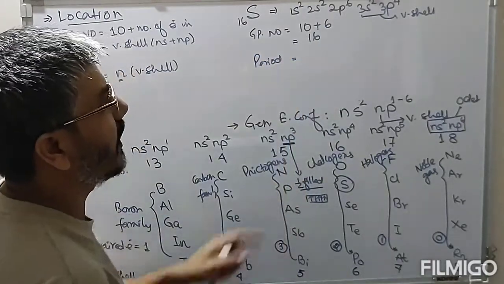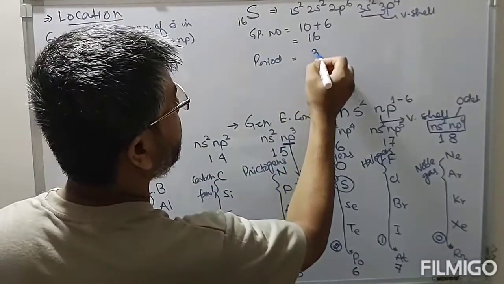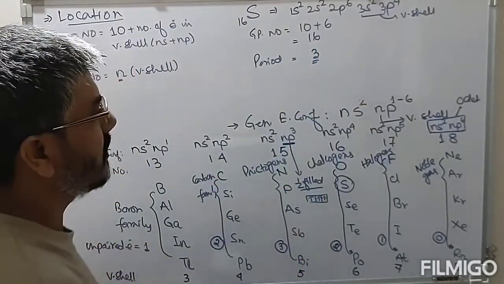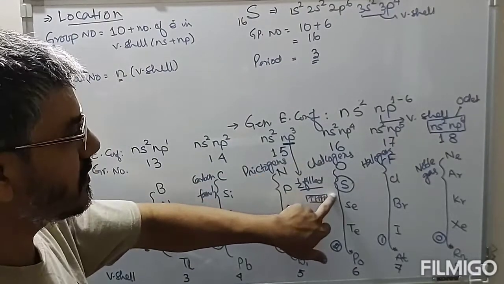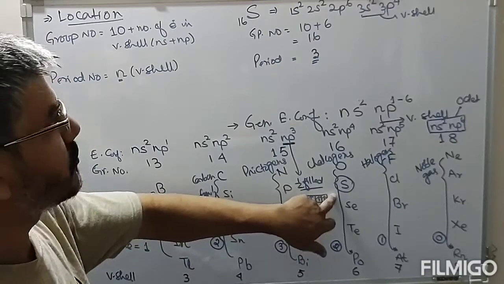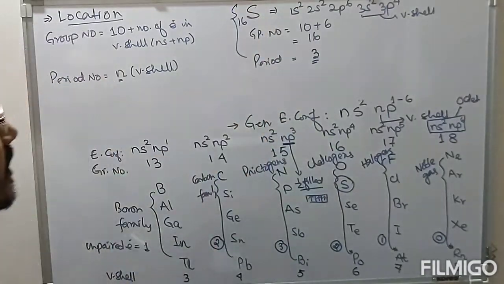Period number: the highest occupied shell, that is the valency shell, is 3. So the period number is 3. So this element belongs to the third period and the 16th group. So this is how we define the period number and the group number.